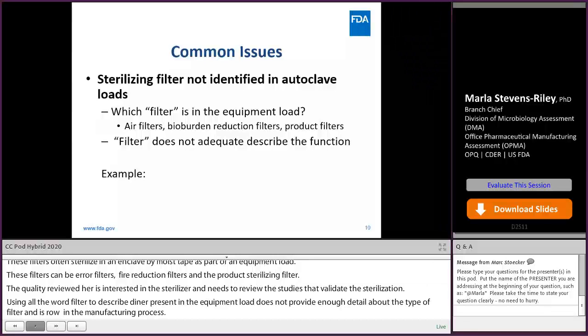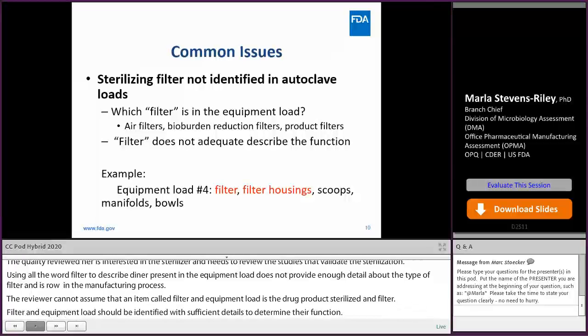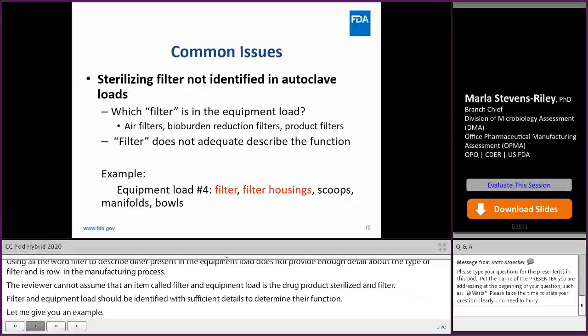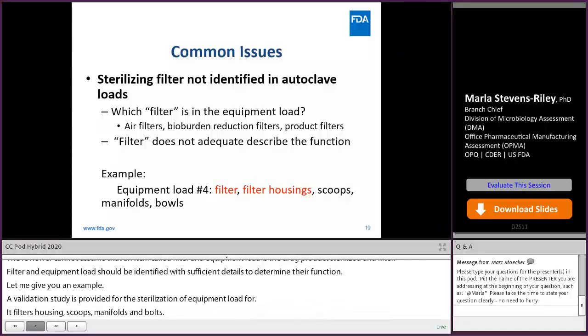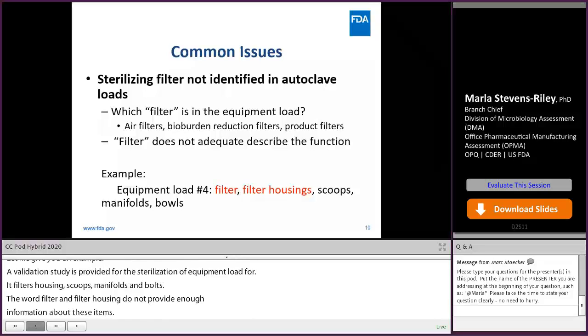Let me give you an example. A validation study is provided for the sterilization of equipment load 4. The load contents are described as filter, filter housings, scoops, manifolds, and bowls. The word filter and filter housings do not provide enough information about these items. Because other types of filters are used in the manufacturing process, the reviewer cannot have 100% certainty that these words refer to the product sterilizing filter and whether the validation report for this study is even relevant. A reviewer must request clarification if load number 4 contains a product sterilizing filter.